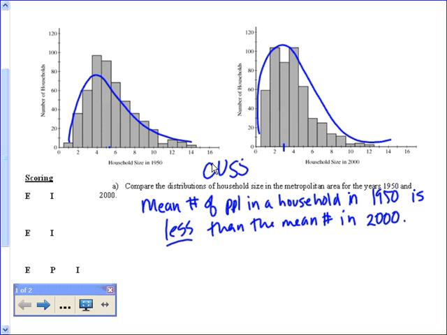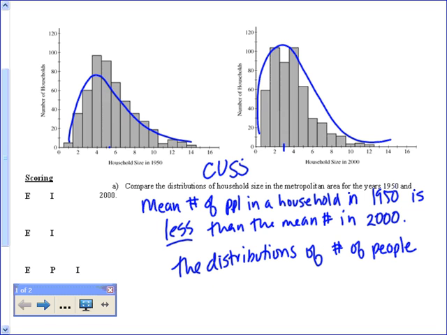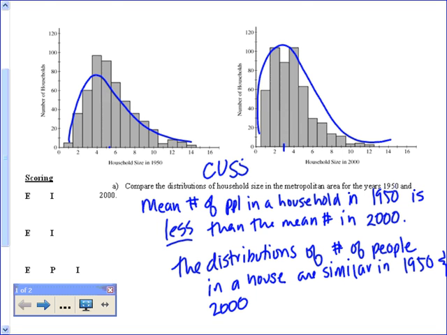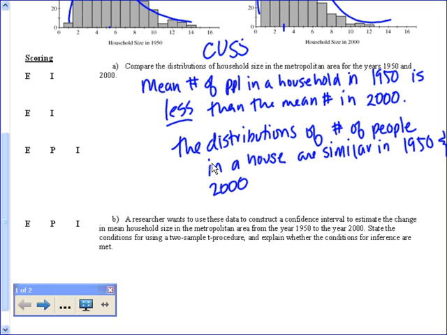Anything unusual? Nope. Shape: the distributions of number of people in a house, you can also say household size, are similar. That's comparative language. Are similar in 1950 and 2000. Let's just scroll down a little bit here. Both are skewed right.